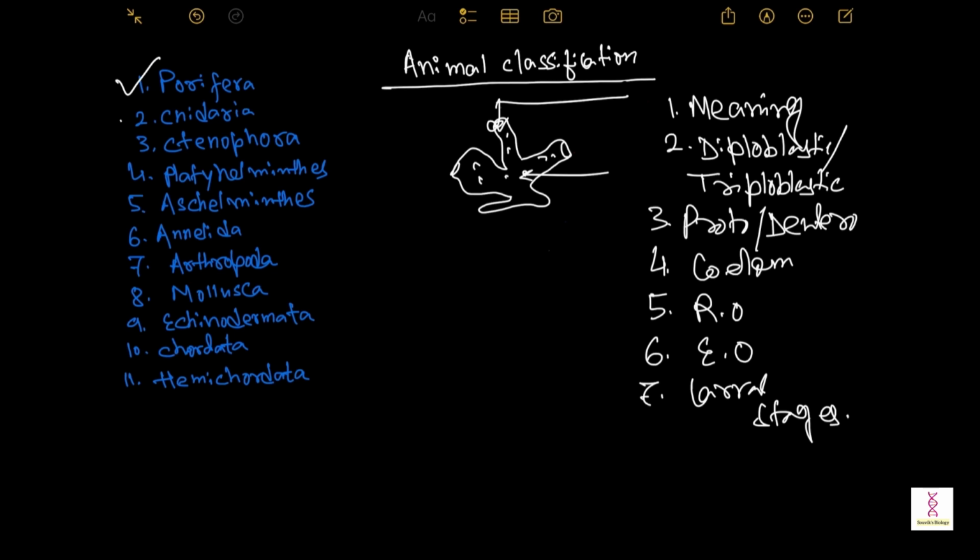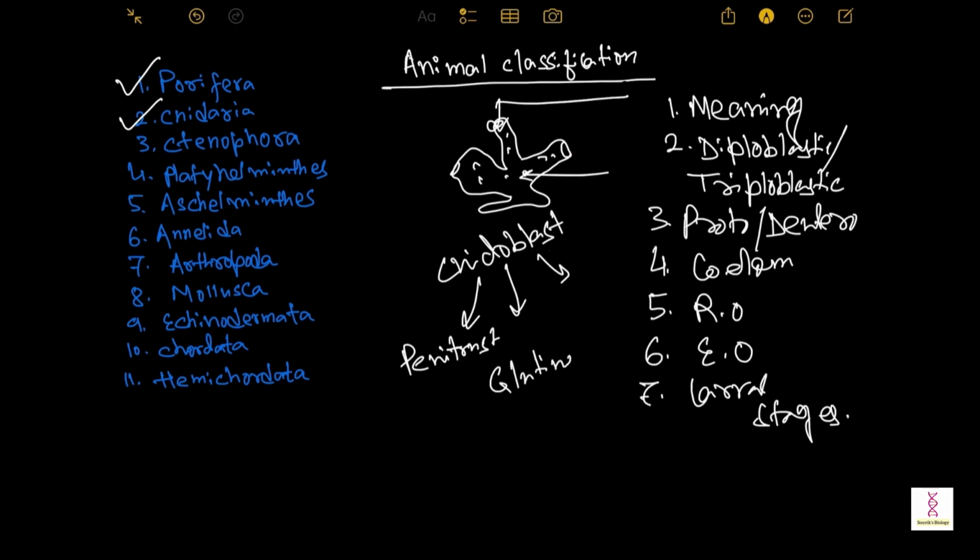The second is Cnidaria. Which animals are Cnidaria? Especially Hydra, jellyfish. The meaning: a special kind of cell called cnidoblast cells are present, so this is called Cnidaria. Now I will discuss the parts of cnidoblast cells, that are penetrant, glutinant and volvent.